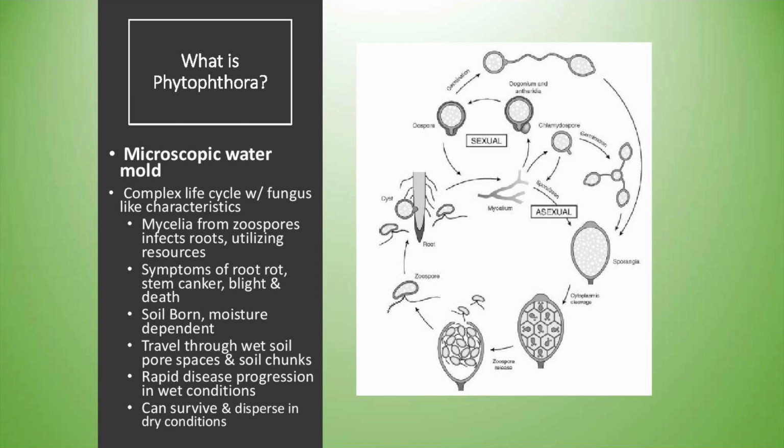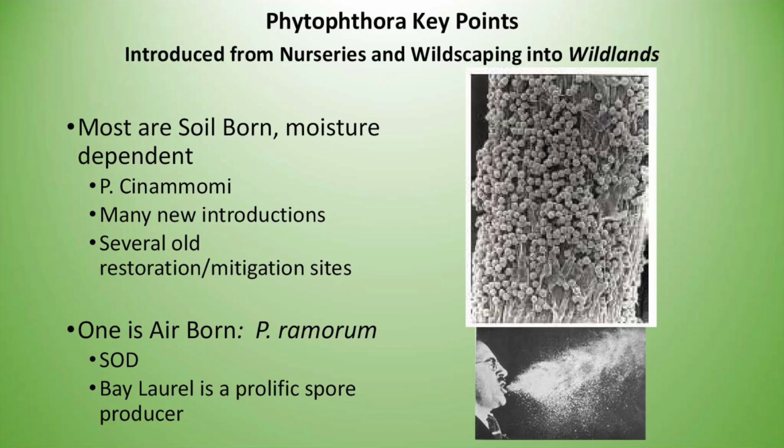The primary takeaways are that they are primarily found in the soil and require moisture to thrive and reproduce. Since they're soil-borne, a primary pathway for introduction and spread in the environment is by movement of soil and planting of nursery plants. The best management practices in this presentation are focused around these pathways. It is important to note that Phytophthora ramorum, the Phytophthora that causes sudden oak death, or SOD, is unusual in that it is airborne, and its primary vector is the California bay laurel.